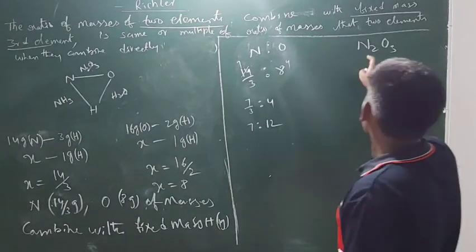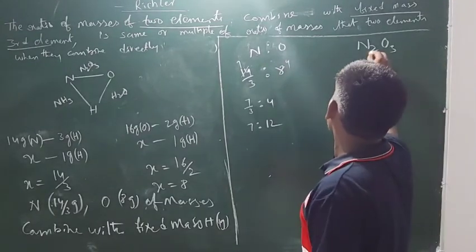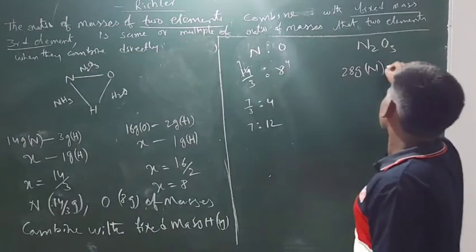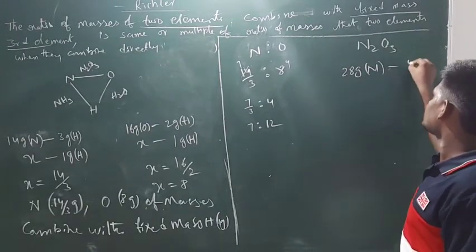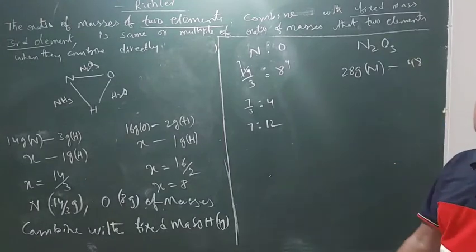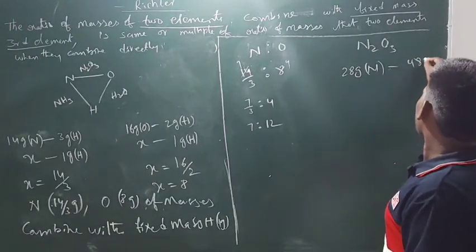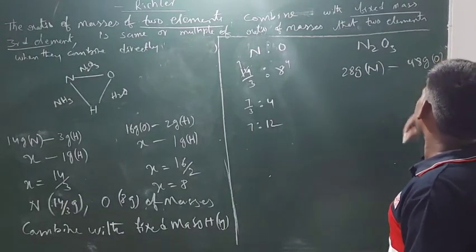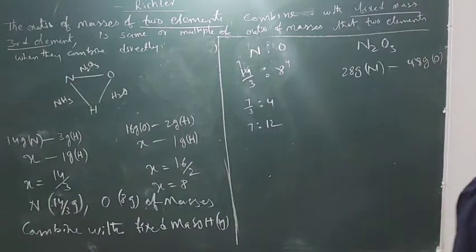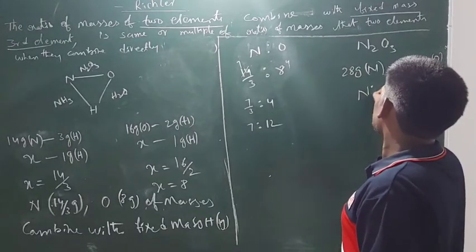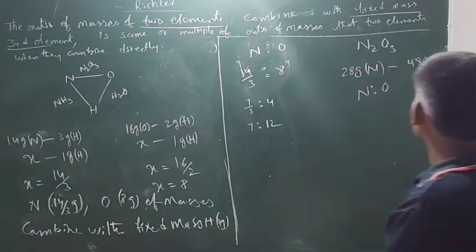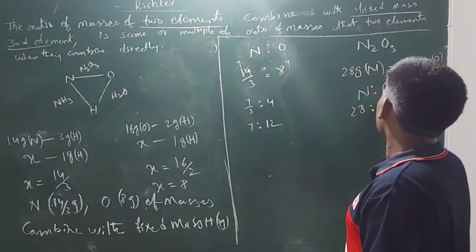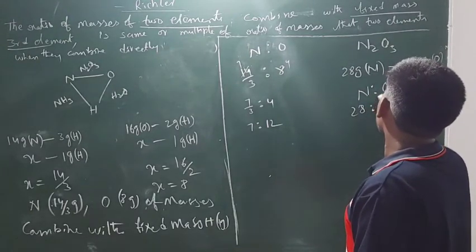So now, guys, in this N2O3, you check out the mass ratio of the nitrogen and oxygen. First you take the mass of the nitrogen. Here mass of the nitrogen how much? 28 grams. Next, mass of the oxygen how much, guys? 3 oxygens are there. Each oxygen mass is 16. 16 into 3 will be 48 grams. 48 grams of oxygen is there. Now we take the ratio of the masses. The ratio of mass of nitrogen is to mass of oxygen: 28 is to 48.